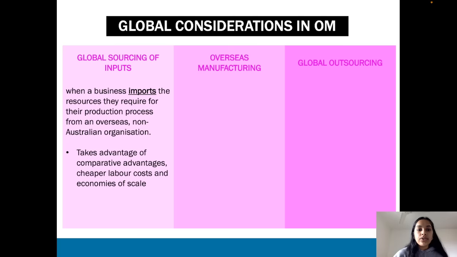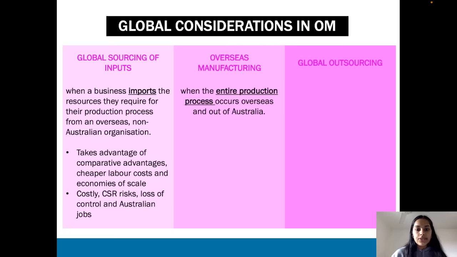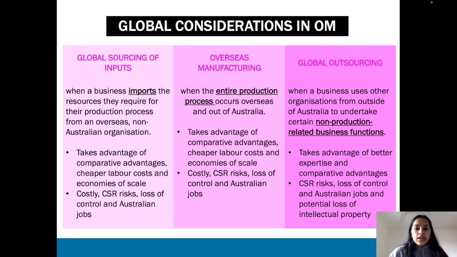So a business might import from an overseas organization to take advantage of cheaper labor costs. But it could also be quite costly because there might be some hidden costs such as taxes, tariffs, exchange rates, things like that. There could also be some CSR risks. If they outsource their inputs, maybe that business doesn't operate ethically, and that might impact their reputation. But also there's a loss of control and the loss of Australian jobs as well, since they're importing from a non-Australian organization.